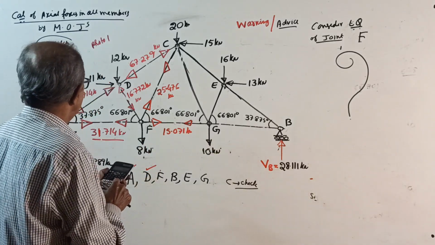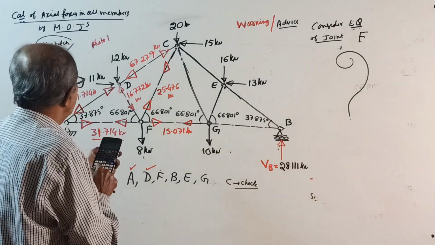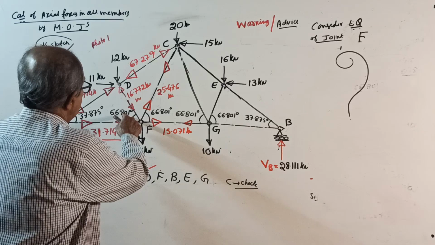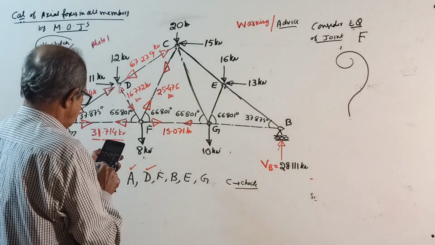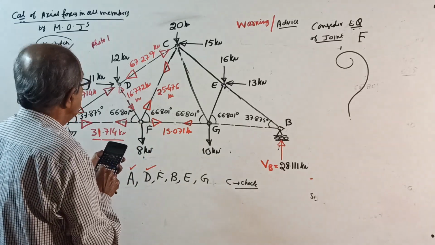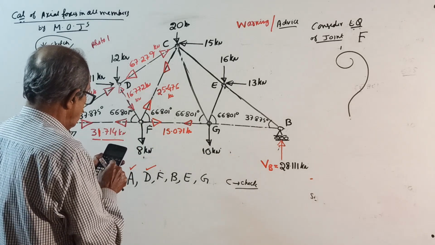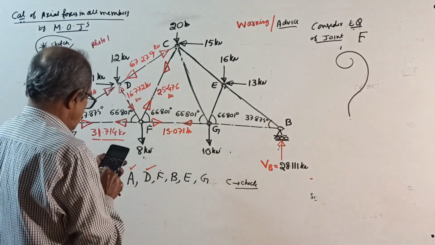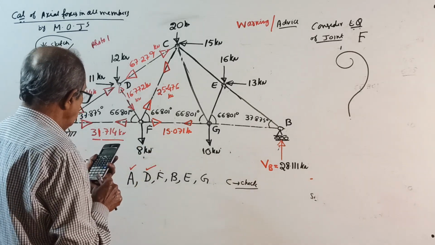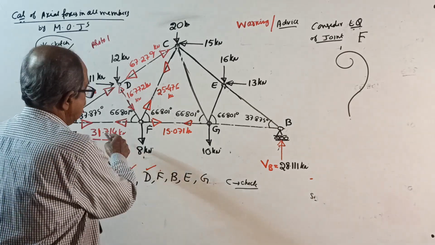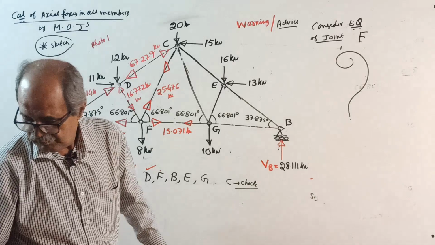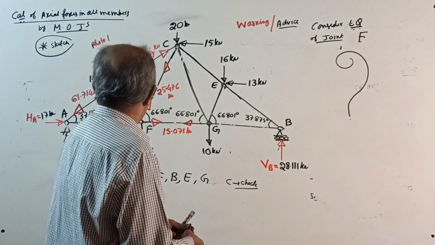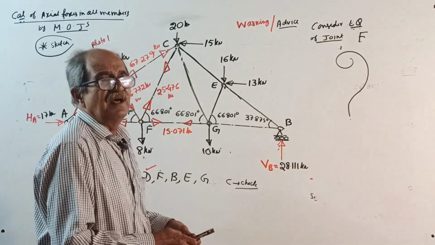Safer side. See, 16.772, both are, this is right, this is right. Okay. 16.772 plus 25.476 into cos of 66.801 plus another 15.071 will give you 31.714. Tallied. Okay. This joint I will not explain, I told. Okay, over. Next.